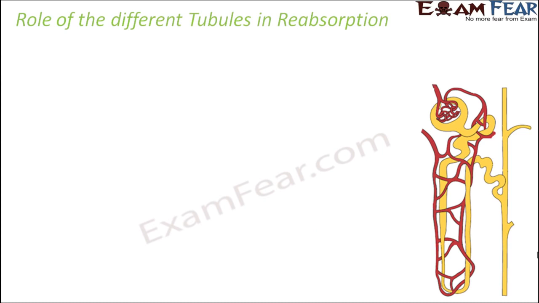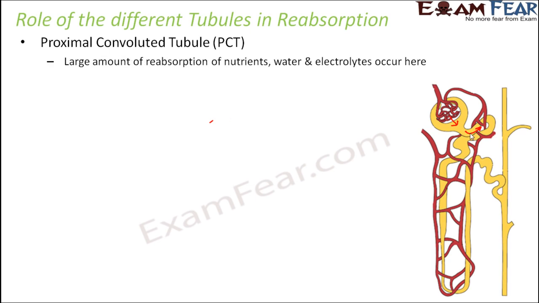So let us look at the role of the different tubules in this process of reabsorption. We'll start with the proximal convoluted tubule, that is the PCT. So what does it do? As soon as the filtered plasma comes into the Bowman's capsule, after that it enters into the PCT. This is the place where the maximum amount of reabsorption takes place. That is, reabsorption of all useful nutrients, water, as well as electrolytes, everything occurs here.